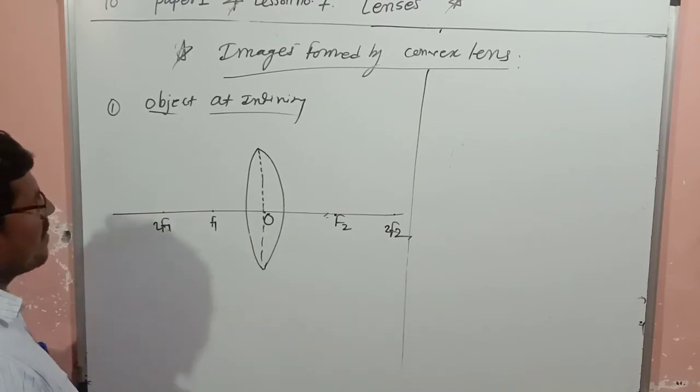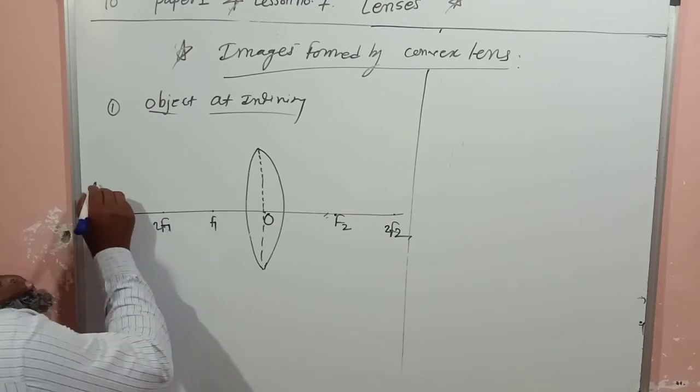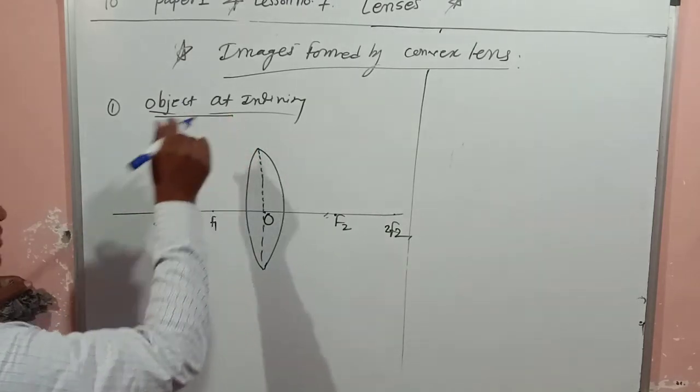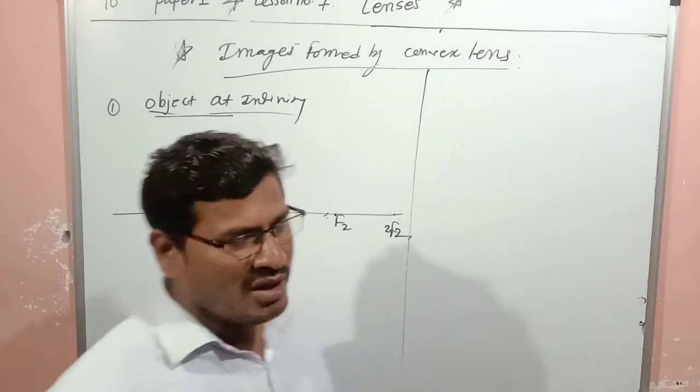So now we have to draw the ray diagram. The object will be at infinity, and when the object is at infinity, the light rays come parallel to the principal axis.